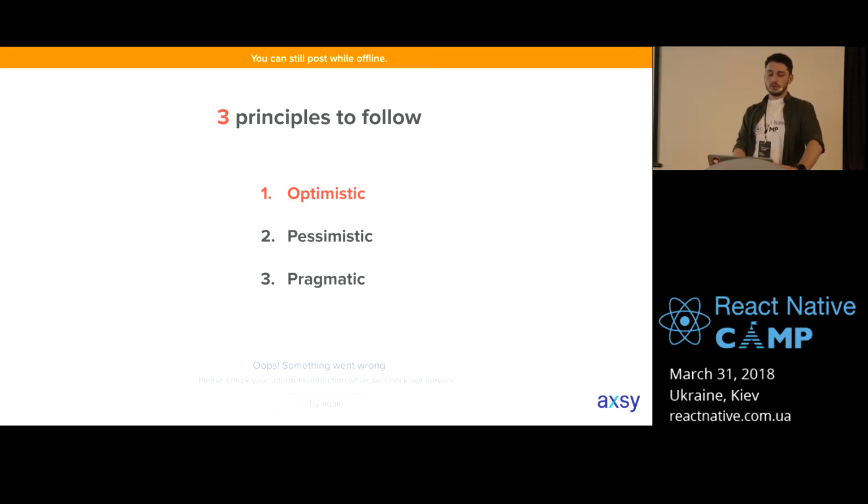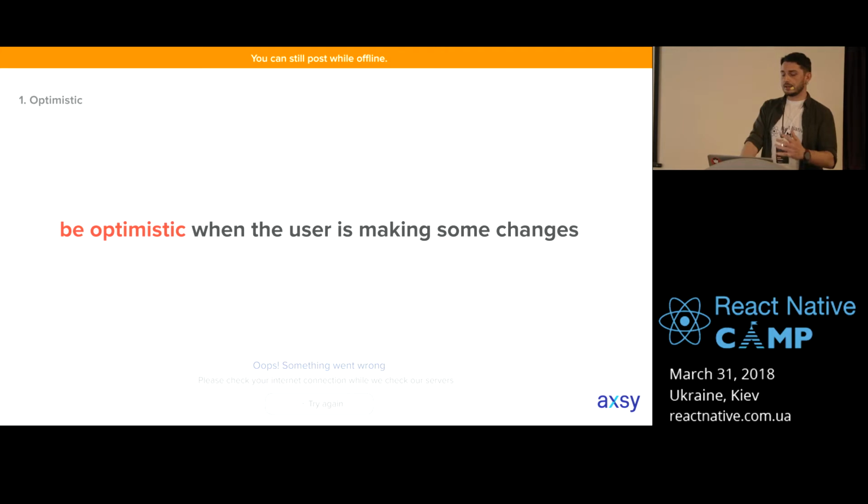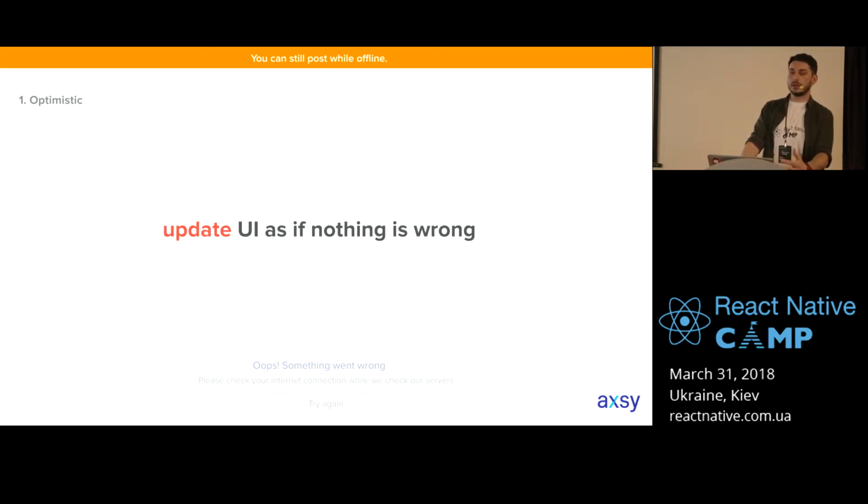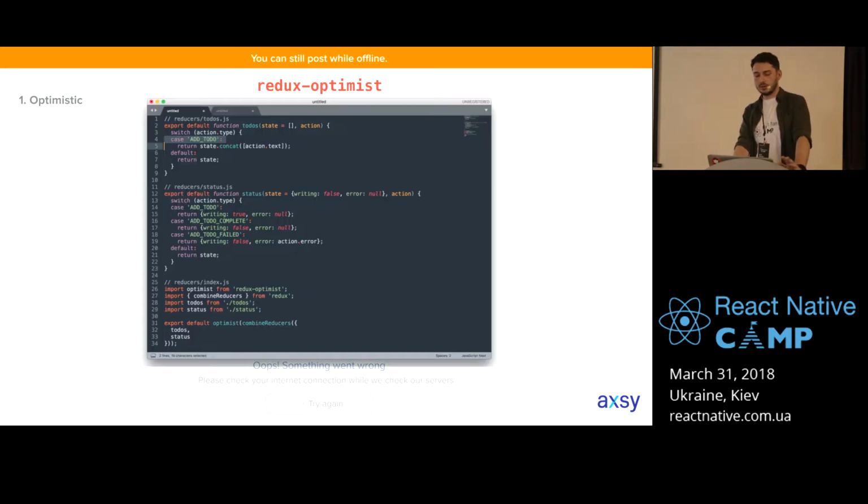And while developing all this stuff, it's good to follow the three principles. It's optimistic, pessimistic, and pragmatic. As an optimist, you will try to be optimistic when the user is making some changes. That will mean that you will update the UI as if nothing has gone wrong. No matter whether you're connected or not, if you're posting a file somewhere or making a post, it will immediately be displayed on the UI.